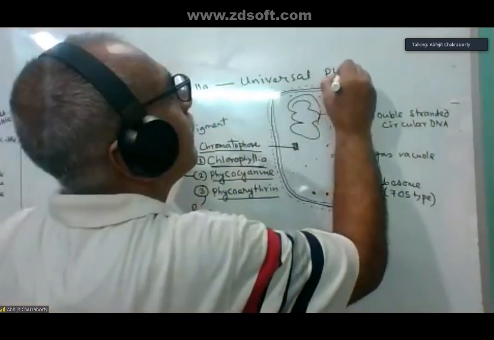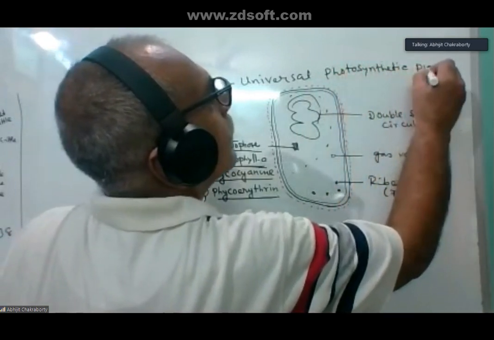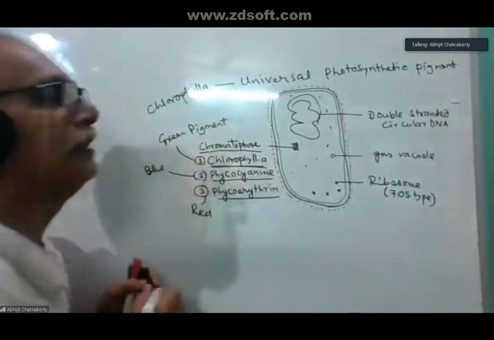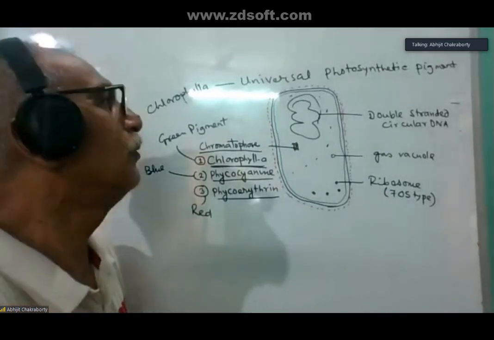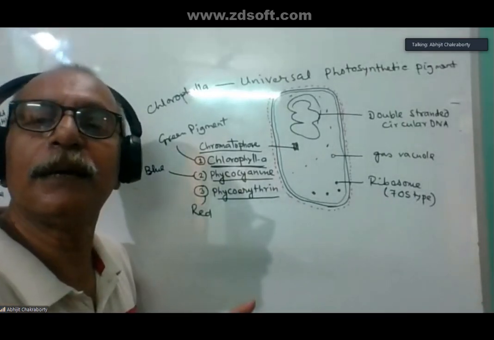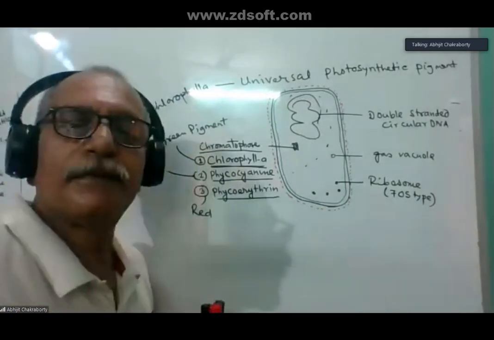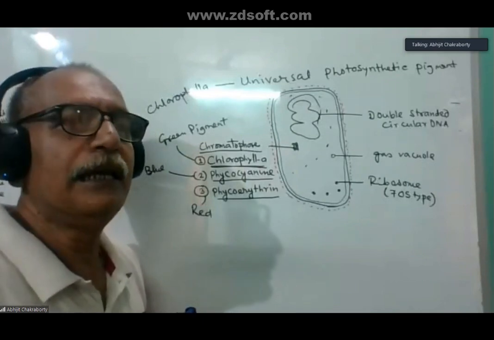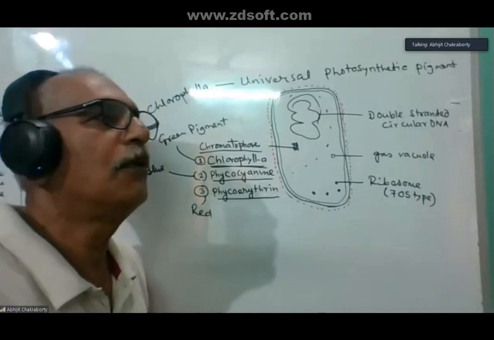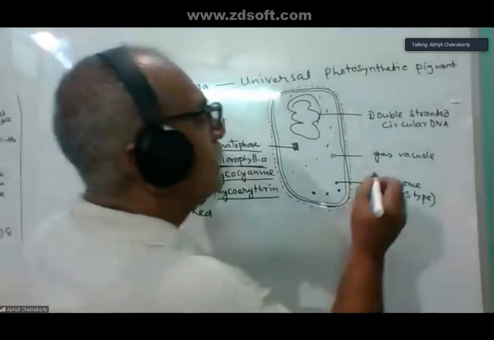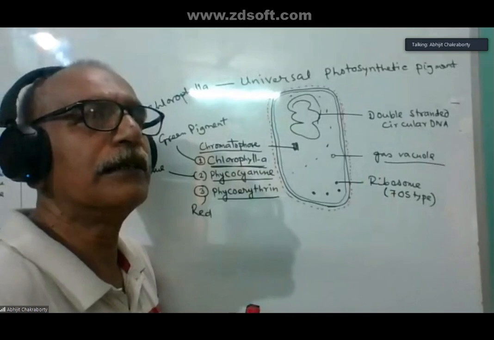universal photosynthetic pigment, because this is the pigment found in both higher plants and even in the cyanobacteria. So they photosynthesize similar to higher plants. In their photosynthesis, glucose is synthesized along with the evolution of oxygen. Already I discussed that the gas vacuole provides buoyancy to the organism.